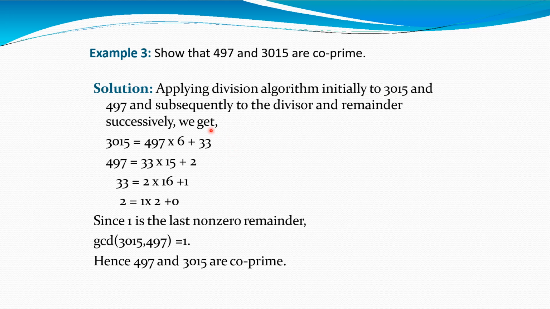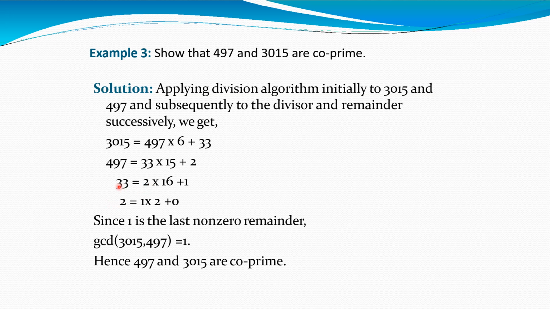So to find the GCD, again we apply the Euclidean algorithm, that is applying the division algorithm successively. Now as 3015 is bigger than 497, we divide 3015 by 497 and write it as 3015 is 497 into 6 plus 33. Again dividing 497 by remainder 33, we get 15 as quotient and 2 as remainder. Continuing in this way till we get remainder 0.